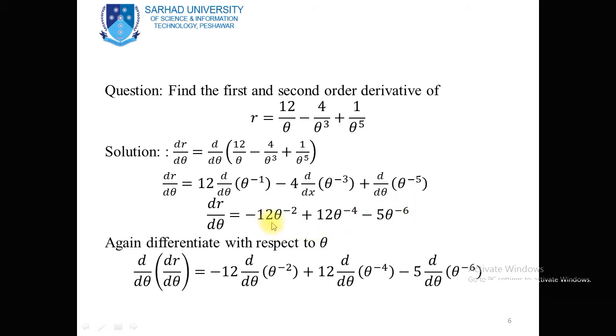Now for the second order derivative of this result, take the derivative of this result with respect to theta again, d by d theta into dr by d theta, which is equal to taking again the derivative of theta power minus 2 and theta power minus 4 and theta power minus 6. So multiply the power with the coefficients, 12 times 2 is 24, theta power minus 3, subtract 1 from the power.